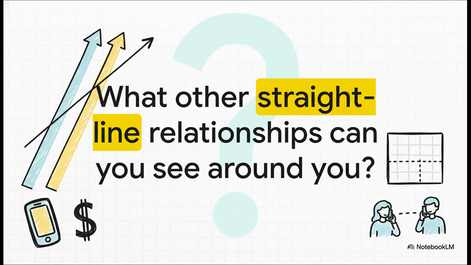So I'll leave you with this question. Now that you have this toolkit, where else do you see these kinds of straight line relationships? How much you get paid versus the hours you work, the amount of gas left in your car versus how far you've driven. Now, of course, not everything in life is a perfect straight line. The world is messy. But the power of that simple line is absolutely everywhere once you know how to look for it.